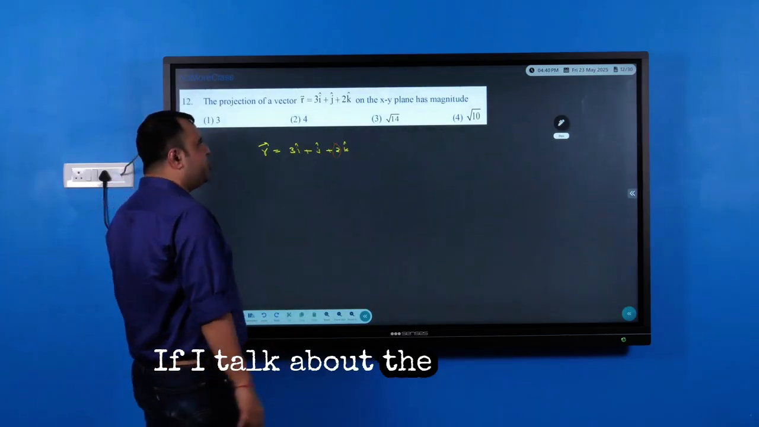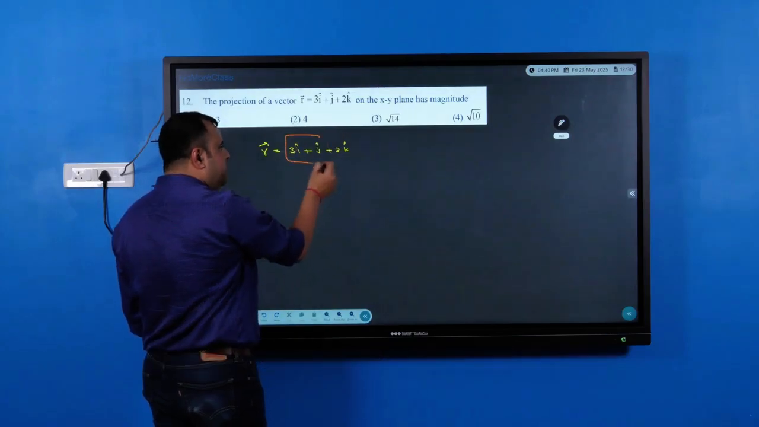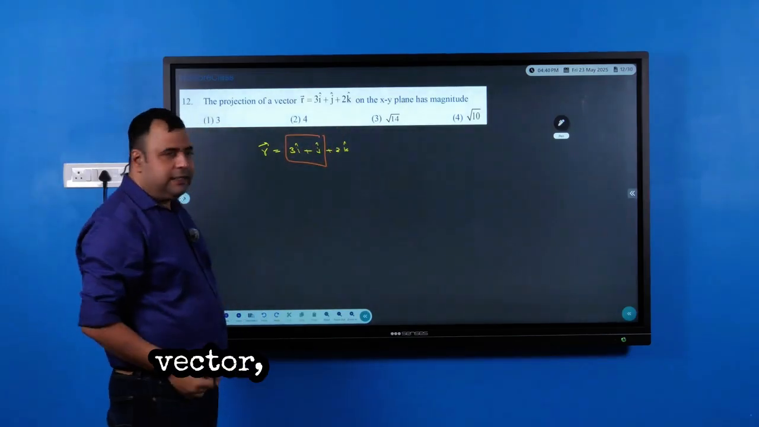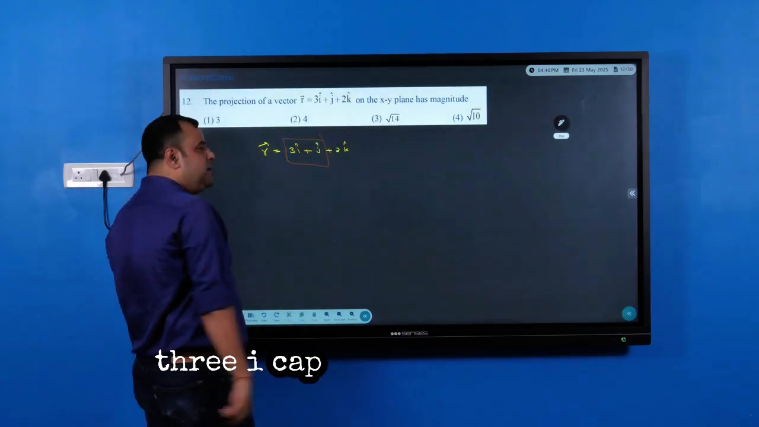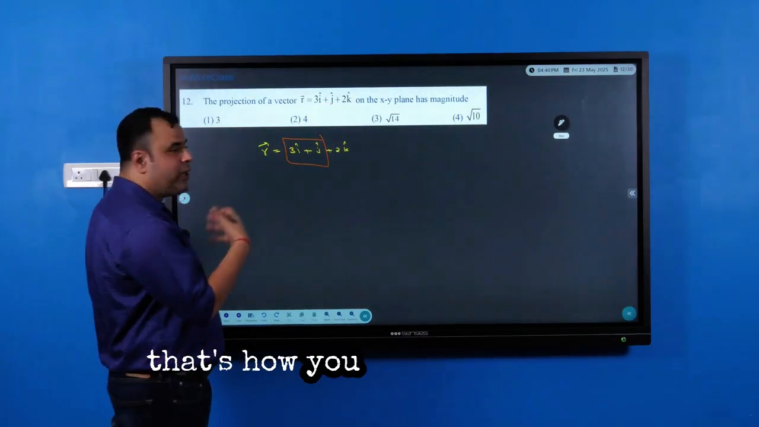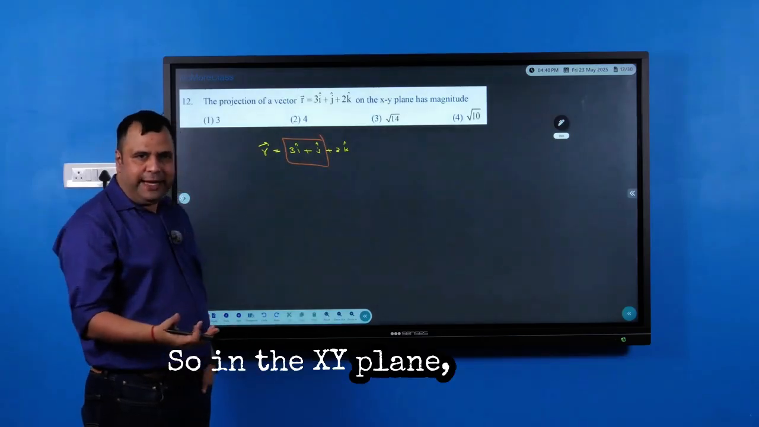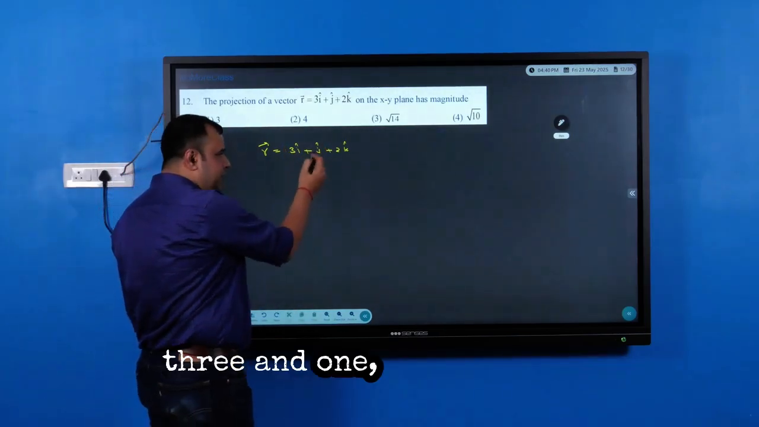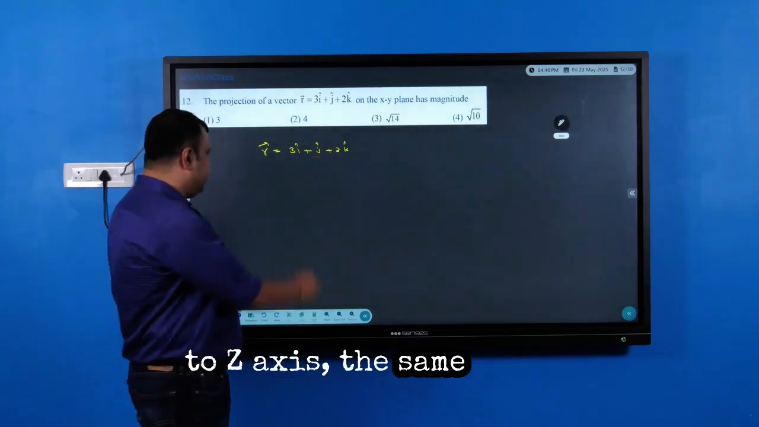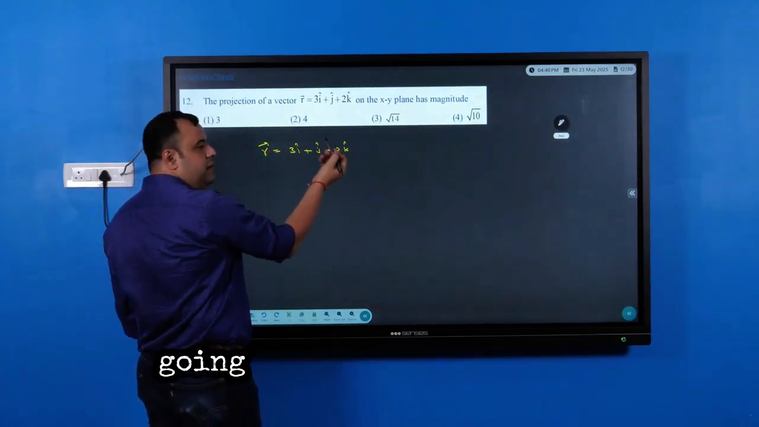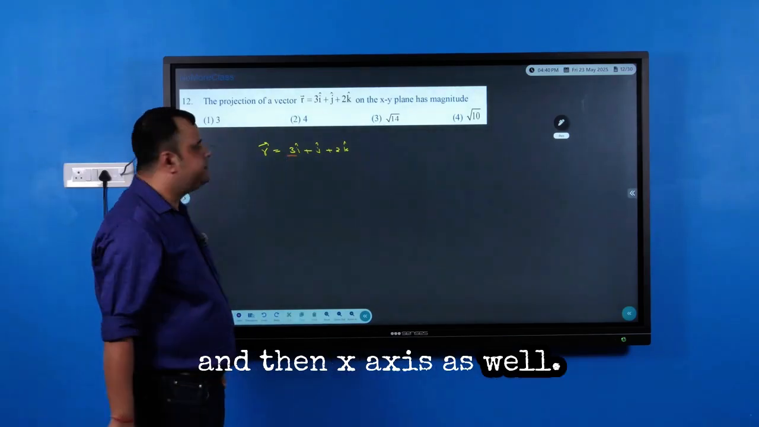If I talk about the projection of this vector in the xy plane, in terms of a vector, the projection vector in the xy plane will be 3i cap plus j cap, because that's how you are creating it. So in the xy plane, you went 3 and 1. Then you went along the z-axis. The same vector you can create by first going along the z-axis and then the y-axis and then the x-axis as well.